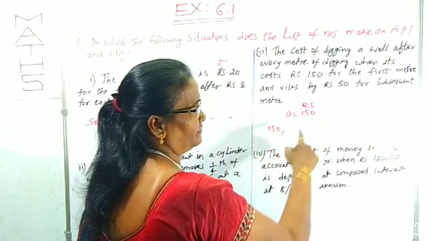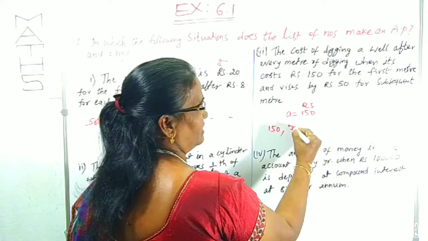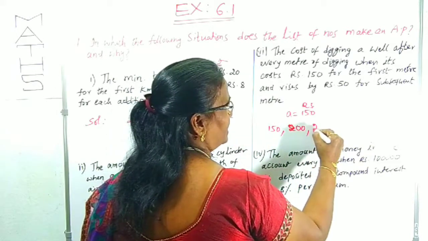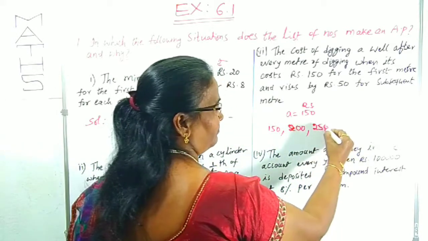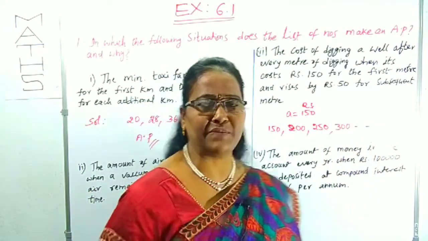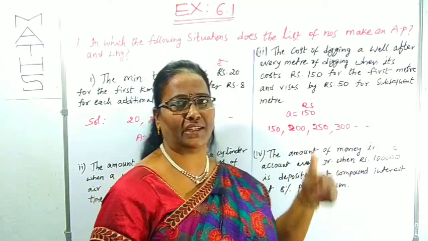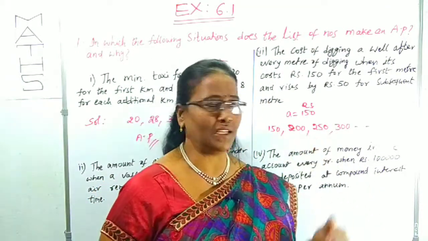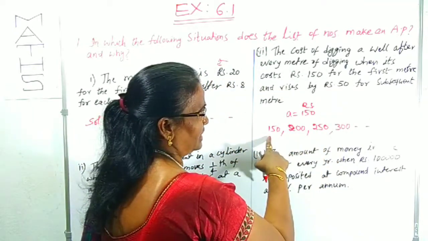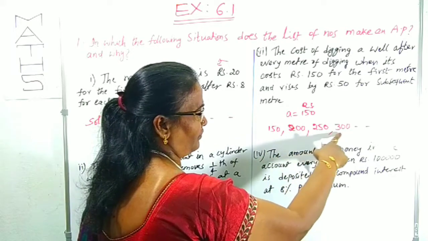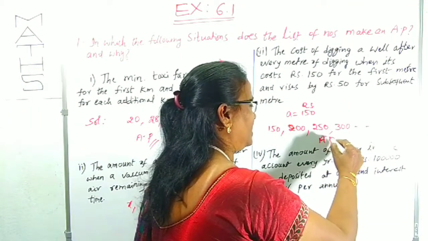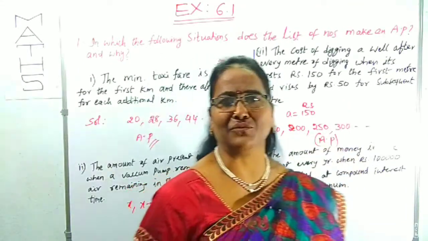How much is added to 150 for the next meter? 150 plus 50 means 200. Then to 200 we add 50, that is 250, right? To 250 we add 50, that is 300, like this. Clear? Each subsequent term, we add 50 rupees to the previous one for each meter. So we can observe 150, 200, 250, 300. So it is definitely an AP series, because a fixed amount of 50 is added to the preceding one.